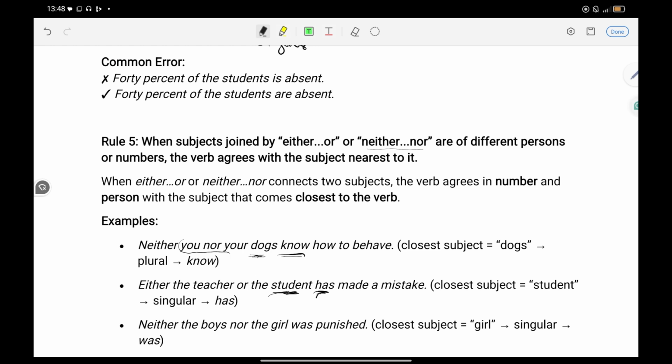So I will say that again. When you have either/or or neither/nor, the verb agrees with the closest subject, or the closest noun to it, usually a subject. Look at this. Neither the boys nor the girl was punished. You see, was, not were. Were would be correct if the closest to it was plural. If it was girls, then it would be were. But because it's not girls, it is girl, then it is was.